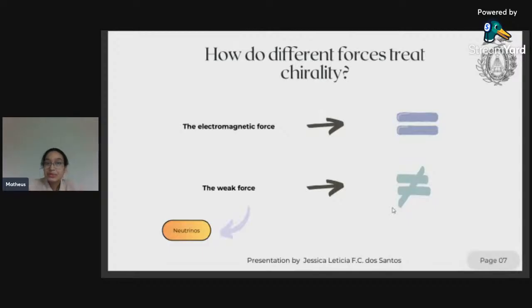So, how do different forces treat chirality? The electromagnetic force doesn't prefer one. It treats left and right chiral particles the same, but the weak force treats them differently. The best example I can give is the neutrinos. Neutrinos are very, very low in mass, almost massless, so the mass term does not matter much. So the only term that matters is from the weak force, which tells us the neutrinos are left chiral. But what if we had antineutrinos? Antineutrinos would be right chiral, right? We only observe left neutrinos because parity is not conserved.